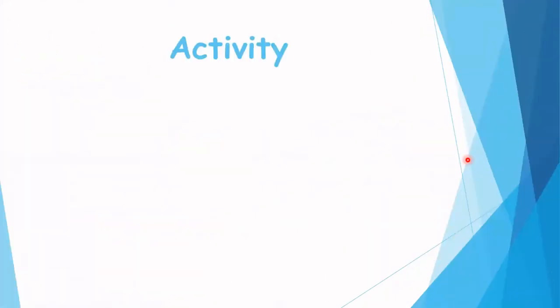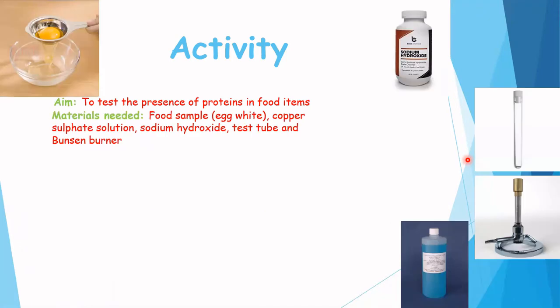So let's move to the activity. Activity aim to test the presence of proteins in food items. Materials needed: food sample, example egg white. This is egg white. You don't have to take the yellow part of the egg, which is the fat. You can call it egg yolk.